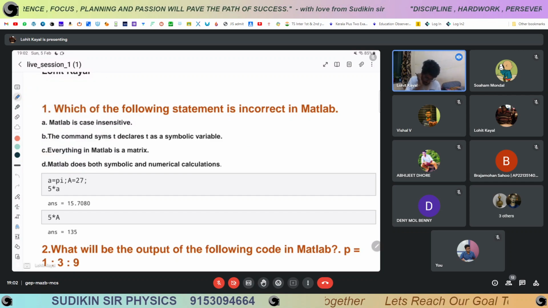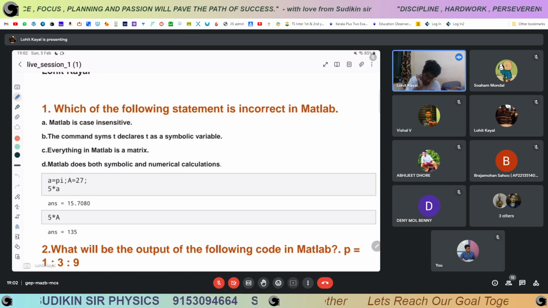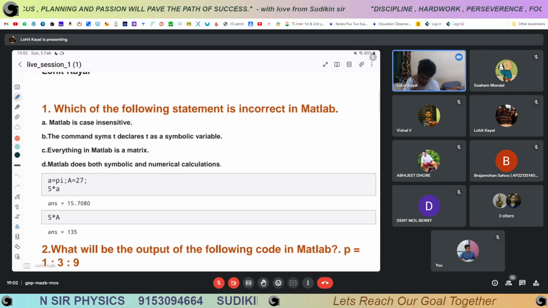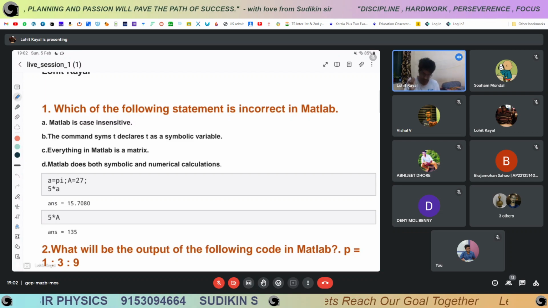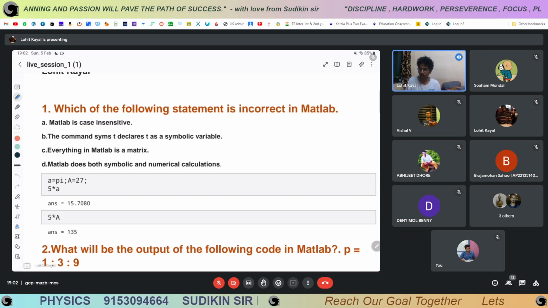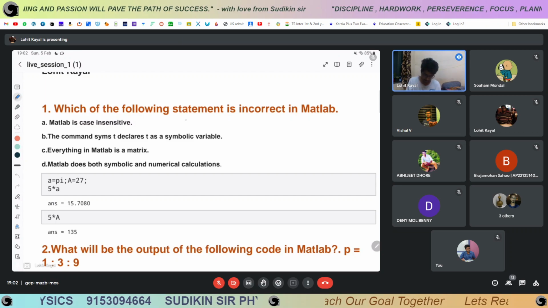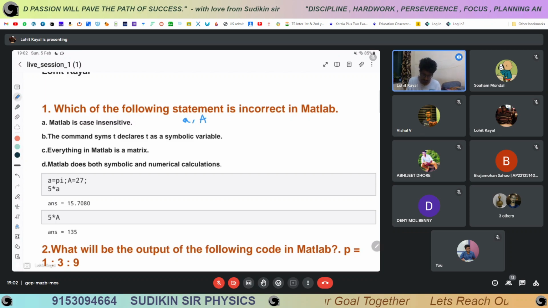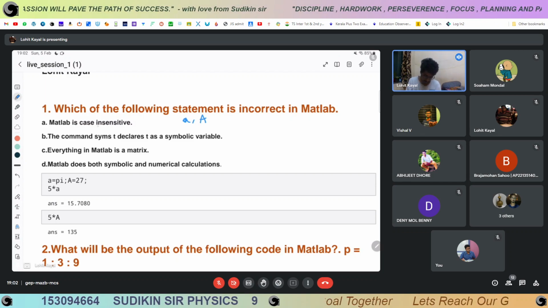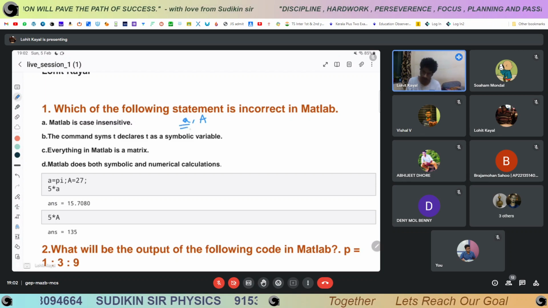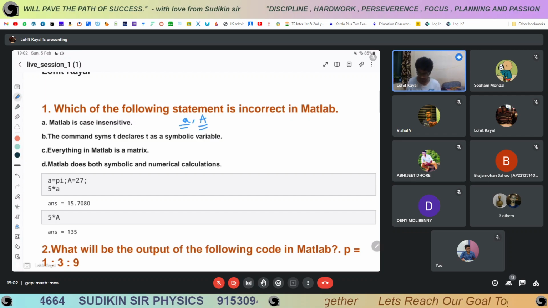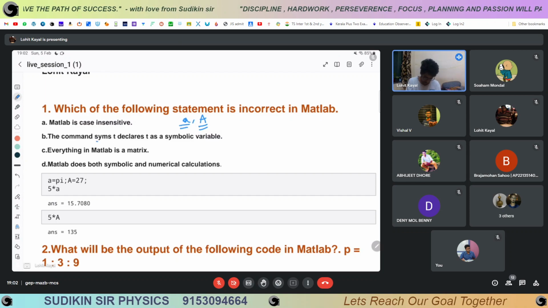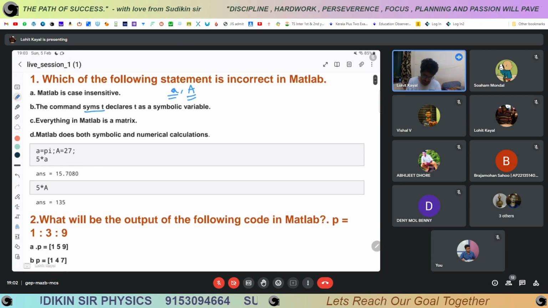The first question is, which of the following statements is incorrect in Matlab? The first one is Matlab is case insensitive. That means suppose you are giving two variables to Matlab. Suppose one variable is a and another variable is capital A. So the option says that for Matlab, this small a and this capital A will be the same. The second option says the command syms t declares t as a symbolic variable.